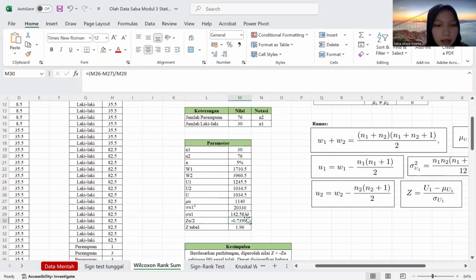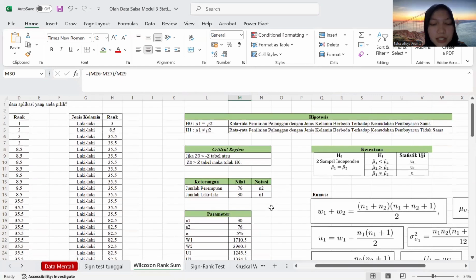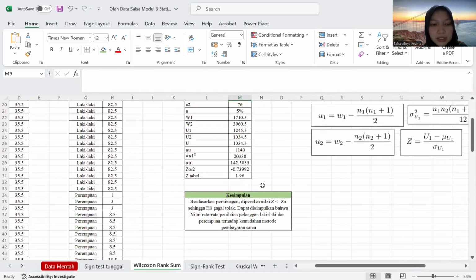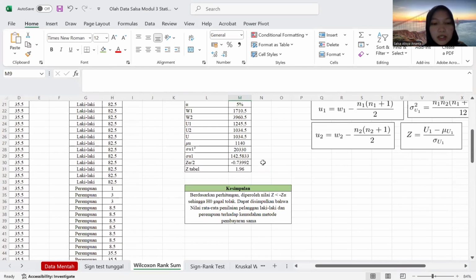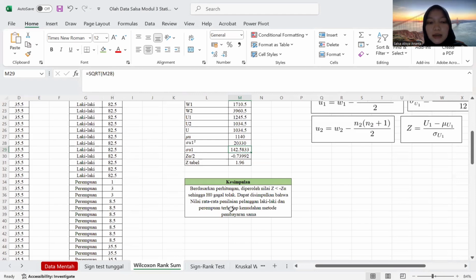After that, the critical region of this test is: if z0 is less than minus z table or z0 is greater than z table, then reject the null hypothesis. Based on the critical region obtained, it was found that z0 is greater than minus z table. Therefore, the decision to be taken is to reject the null hypothesis, and it can be concluded that there is sufficient evidence to state that the average value of male and female customers' assessment of the ease of payment method is the same.